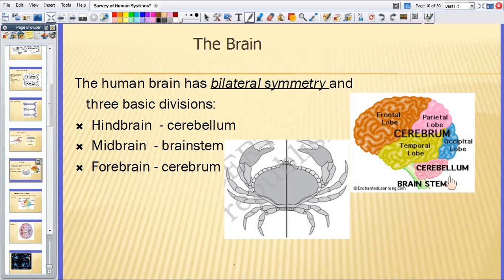And all vertebrates have a forebrain, or a cerebrum. The cerebrum receives sensory data and sends response information to the muscles. It is also the center for association, which means putting related information together and learning. The human brain also has bilateral symmetry, which means that if you drew a line right down the center, both sides would look exactly the same.